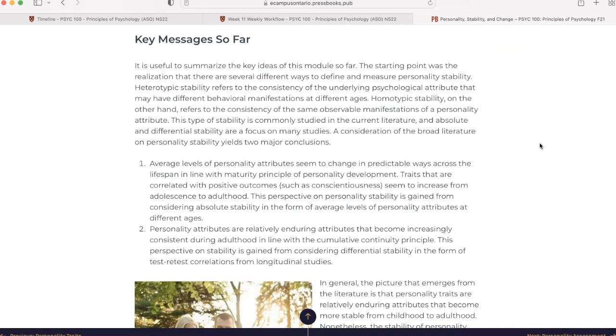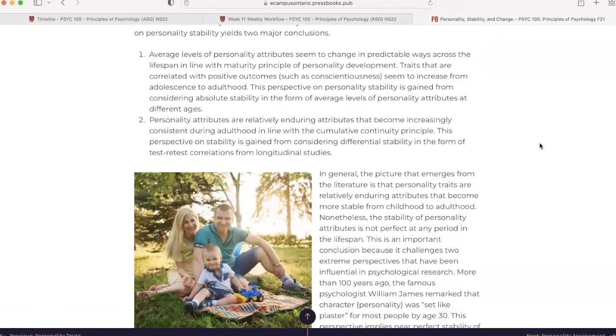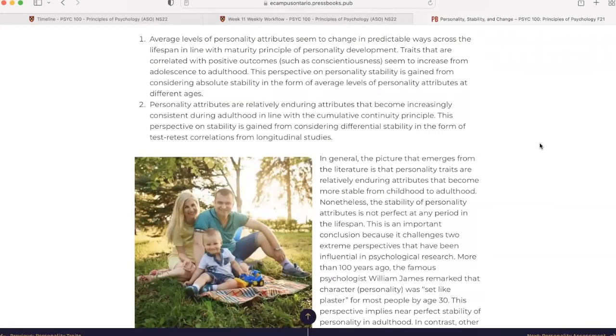Heterotypic stability refers to the consistency of the underlying psychological attribute that may have different behavioral manifestations at different ages. Homotypic stability, on the other hand, refers to the consistency of the same observable manifestations of a personality attribute. This type of stability is commonly studied in the current literature, and absolute and differential stability are a focus of many studies.